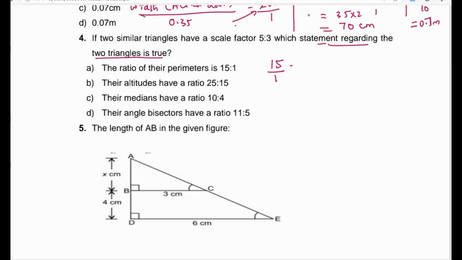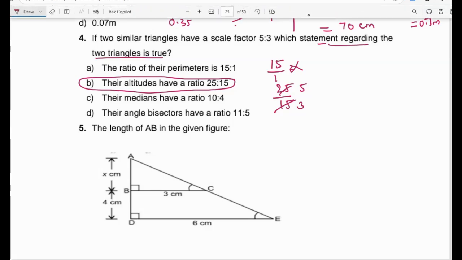15 by 1 we cannot cancel, so it's wrong. Then 25 by 15 you take, it will be 5 is to 3: 5 3 times, 5 5 times. So their ratio has to be 25 is to 15. Then only they'll have a scale factor of 5 is to 3. Okay. So moving on with the next question we have.